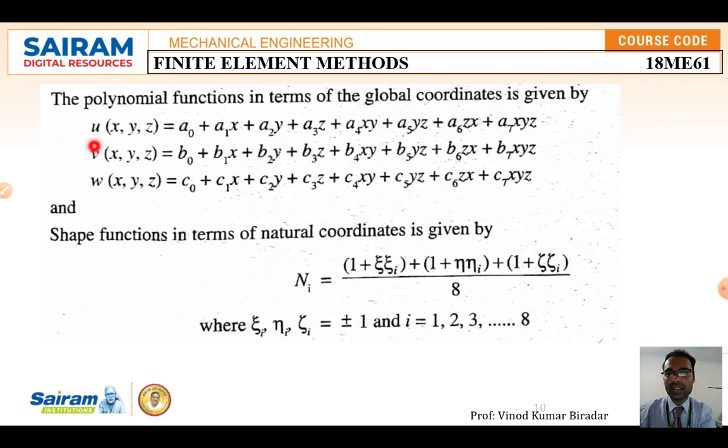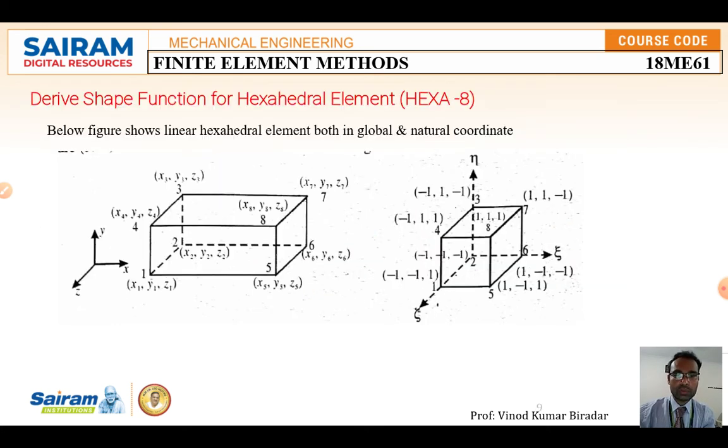Here three directions will be there: this is along x, and this is y, z. Three displacements will be there. The shape function in terms of the natural coordinate system is given by this standard formula. In this formula you have to substitute all the values. This is the shape function at node number 1. So what are the zeta values? Zeta value is -1, eta value is -1, and the other eta value is 1.